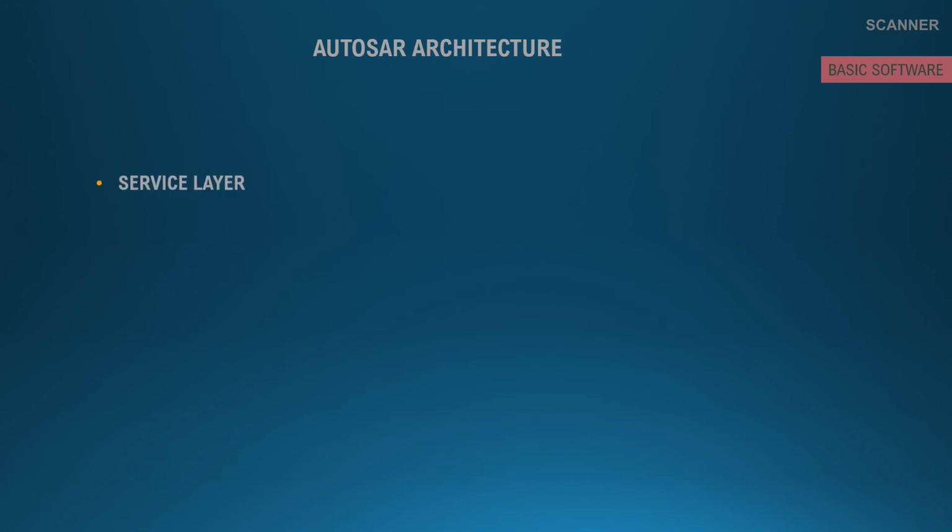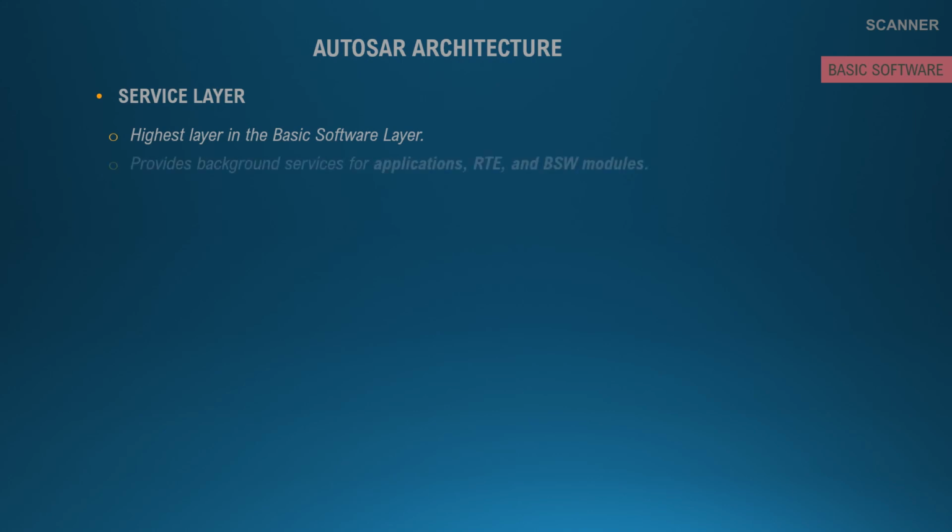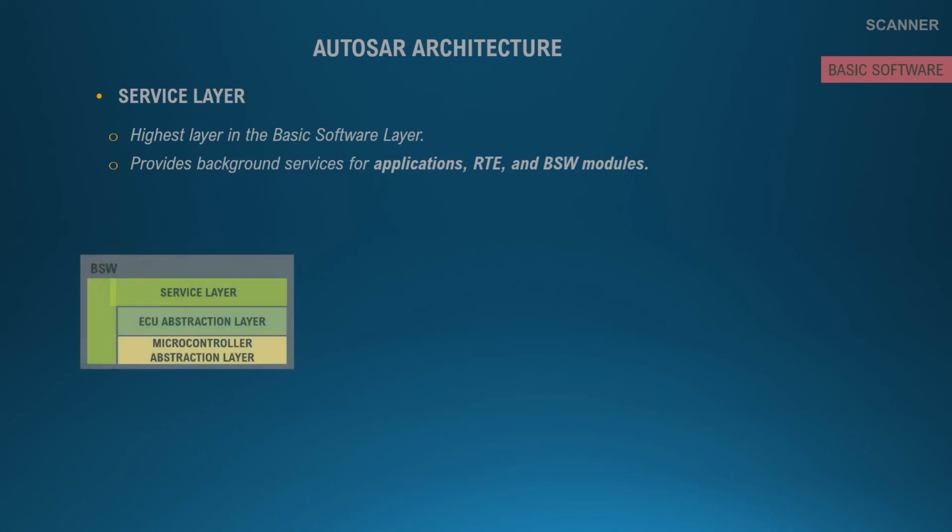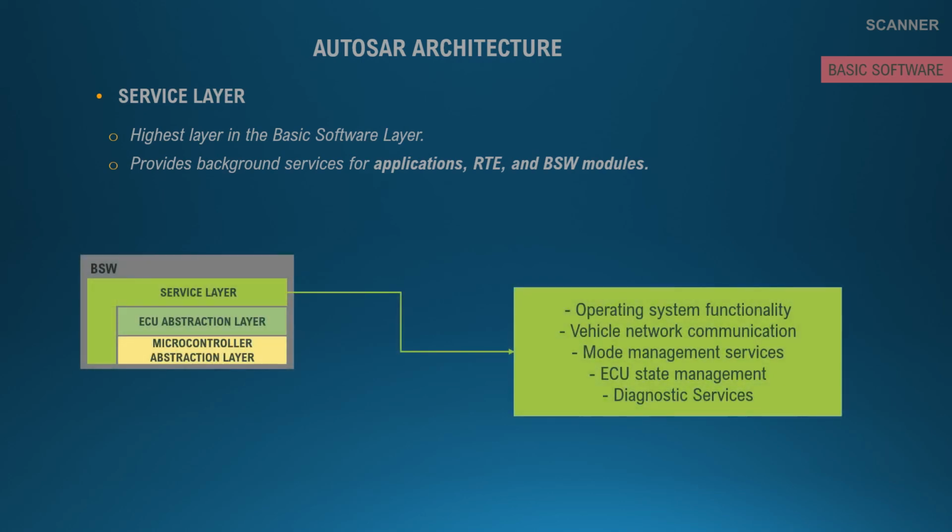Next is the Service Layer. The Service Layer is the highest layer of the basic software and it contains multiple modules that provide background services for applications, the runtime environment, and basic software modules. The Service Layer provides different types of background services such as operating system functionality, vehicle network communication and mode management services, ECU state management, diagnostic services, etc.